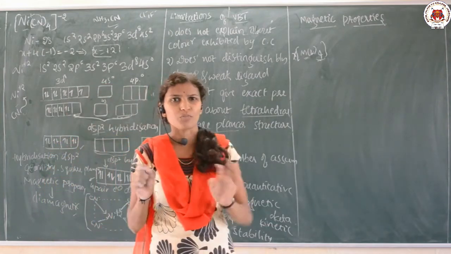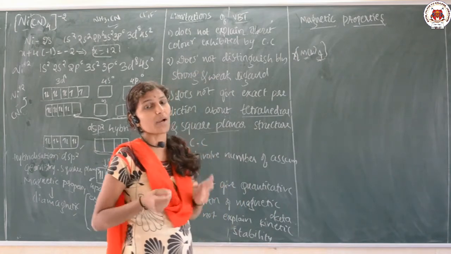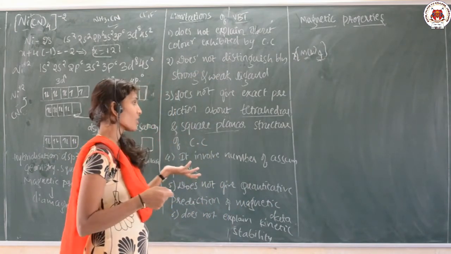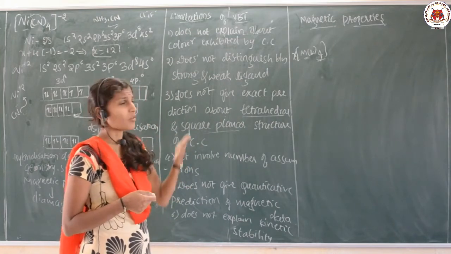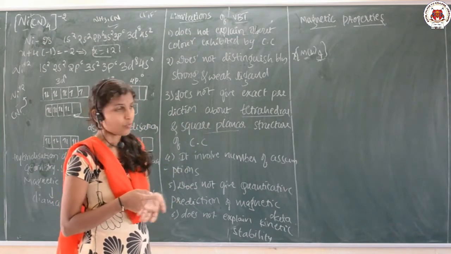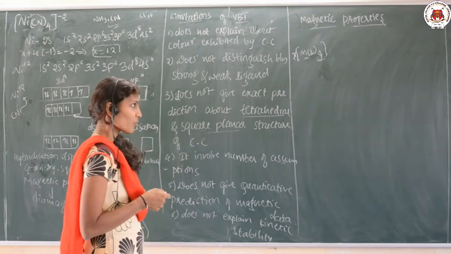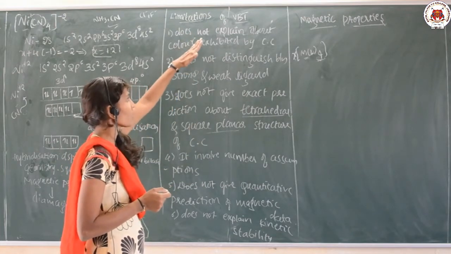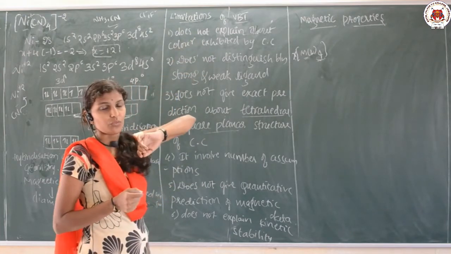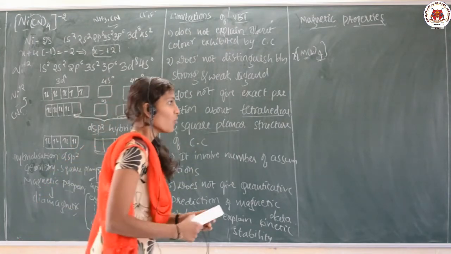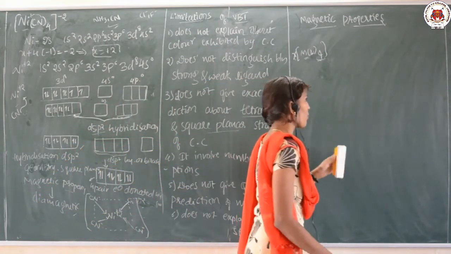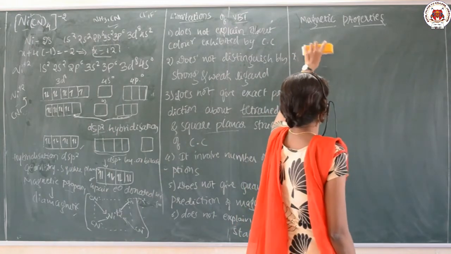You just need to know, it is not that important, but you need to know why VBT has demerits, because it cannot explain a few of the points which I have written here. So these we can consider as limitations of the VBT. Clear? So let us go to one more important topic, that is magnetic properties.